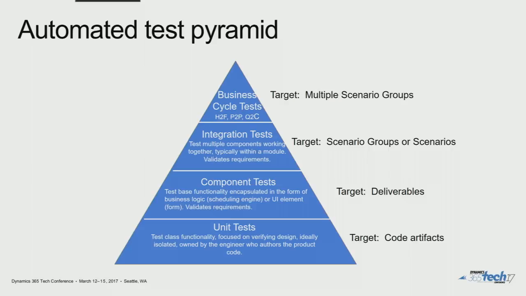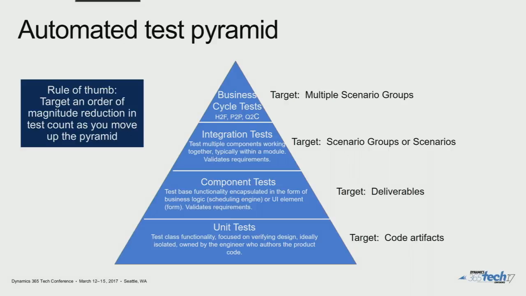There's variations of this with 3 levels and different terminology, but this is what we've used internally over the last few years, and we actually have our tests attributed like this, so we know what the makeup of the different tests are. I'm not going to spend too much time talking about the definition, but in general, a rule of thumb is if you have an order of magnitude difference between these different levels, you're probably in the right place. So if you have 1,000 unit tests, you might have 100 component tests, you might have 10 integration tests, and you might have a single business cycle test.